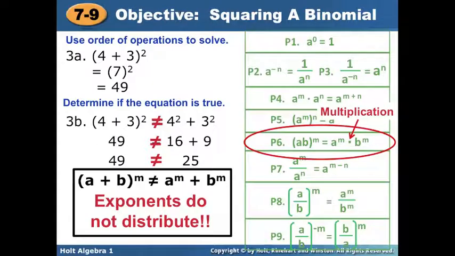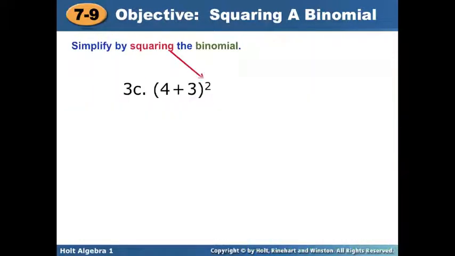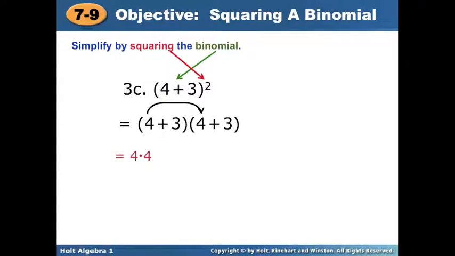So in order to work a problem where you have a binomial square, you will just use what squaring means, times itself. So 4 plus 3 quantity squared, we're going to simplify by squaring the binomial. It means times itself. So take 4 plus 3 times itself, 4 plus 3. Distribute 4 times 4, 4 times 3, 3 times 4, and 3 times 3.